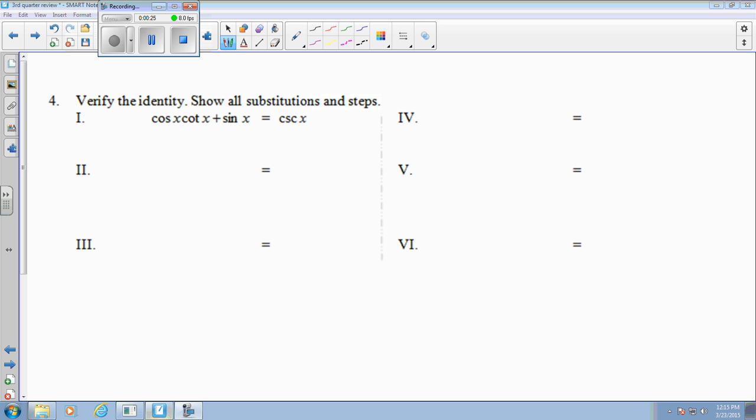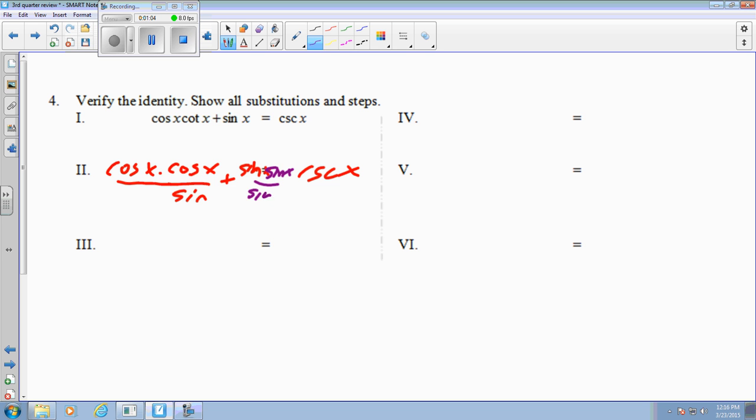First thing I'm going to do is rewrite this as cosine x times the cotangent, which is the cosine over the sine. So I'm going to rewrite that. And then plus the sine x. And that's equal to the cosecant x. Now I'm going to extend my fraction bar, and I want to make a common denominator here with the sine. So I'm going to multiply this guy top and bottom by sine. So let's see if I can do that.